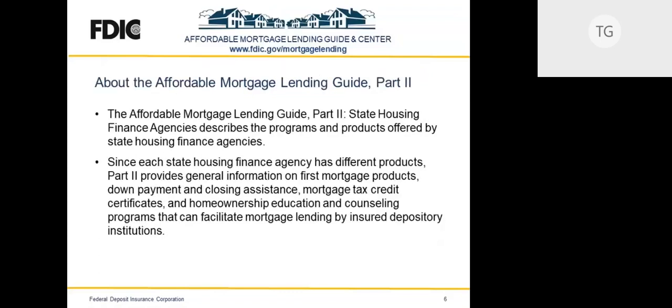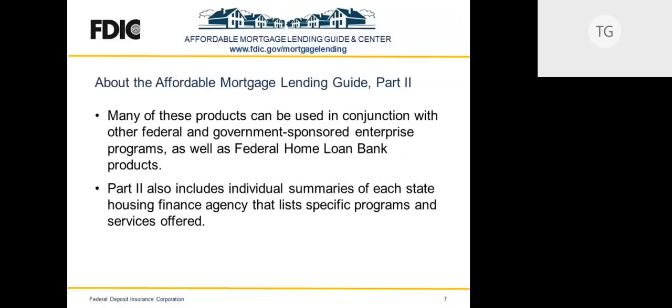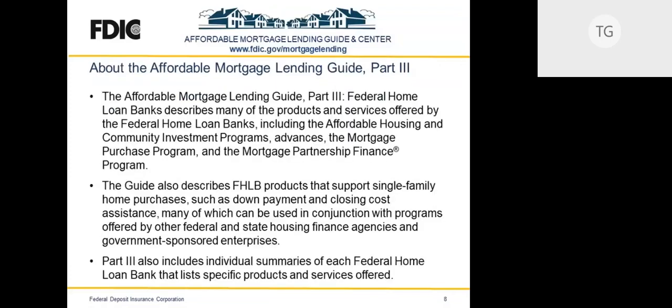The Affordable Mortgage Lending Guide, Part 2, describes the programs and products offered by state housing finance agencies. Since each state housing finance agency has different products, Part 2 provides general information on mortgage products and programs. Many of these products can be used in conjunction with other federal and government-sponsored enterprise programs, as well as federal home loan bank products. Part 2 also includes individual summaries of each state housing finance agency that lists specific programs and services offered. Part 3 also includes individual summaries of each federal home loan bank that lists specific products and services.